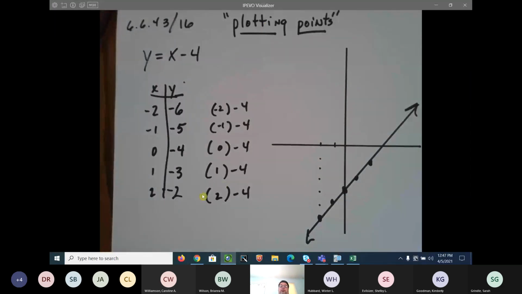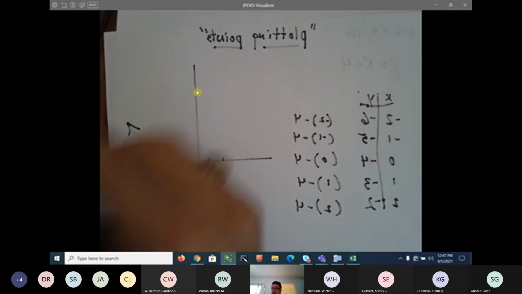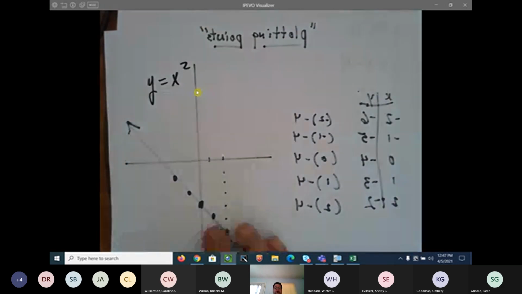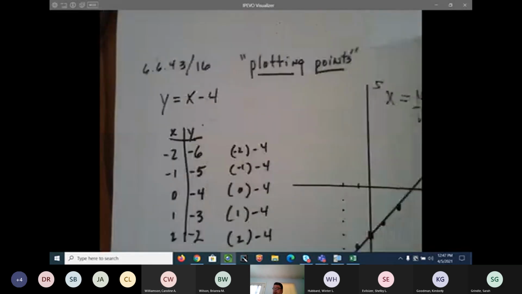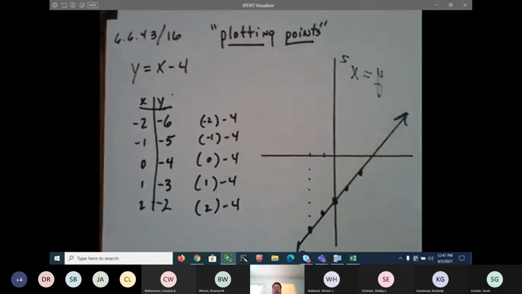Now, why do I show y'all this method? Why did I use 5 instead of 2 points? Because later on, you get to a problem like this. y is equal to x squared, which is a curve. You can plug in those 5 numbers and you can do the math. You'll have 5 points. All right, next question.